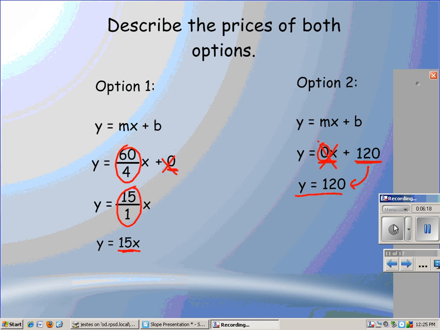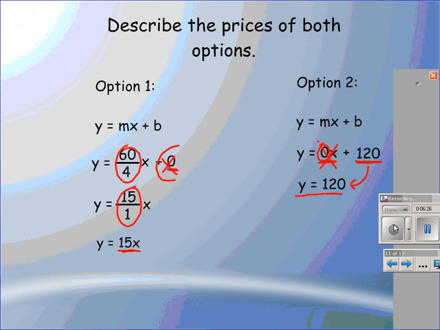So if we want to describe the prices of both options, option 1 is saying that at first, we don't have to pay anything. That's that plus 0, the y-intercept, the initial amount. We don't have to pay anything up front, but eventually it's going to be $15 for every visit.